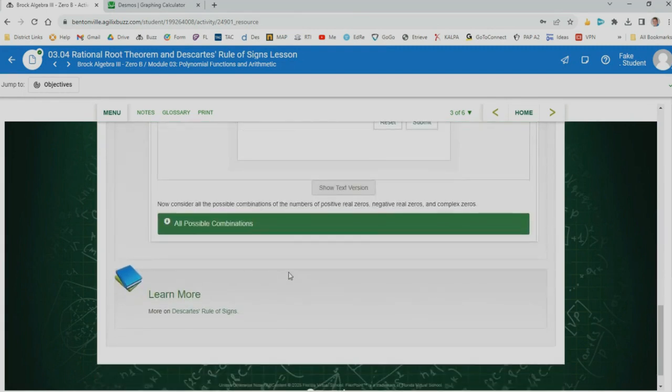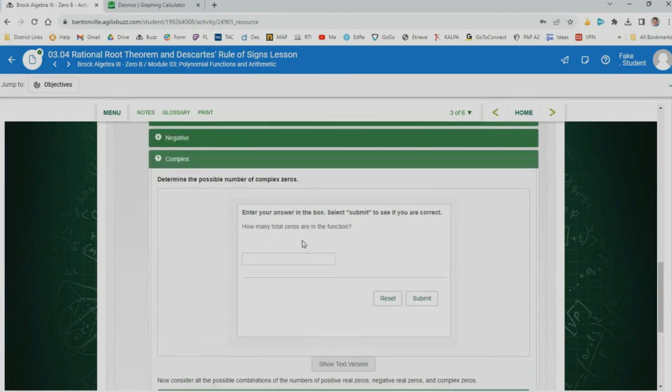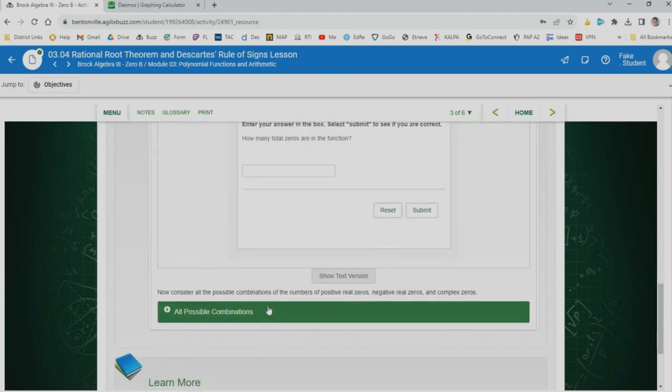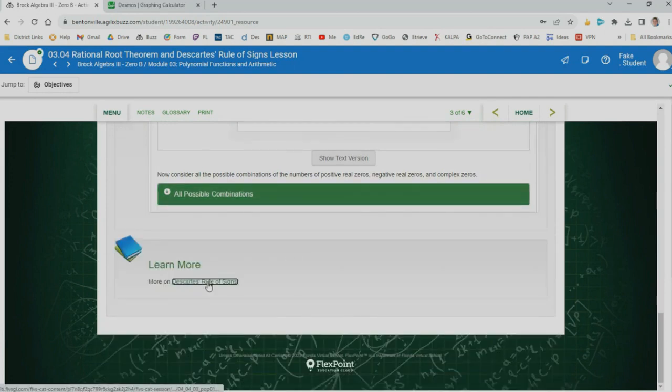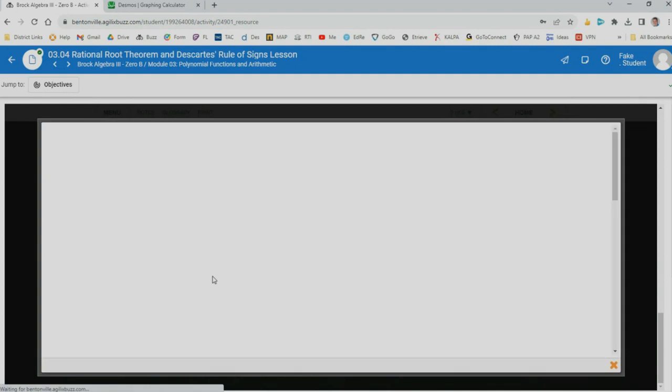And then, so that leaves imaginary. How many total zeros right there? And what's all the possible combinations? There's 4 possible combinations of that one. Here's another example in Descartes' rule of signs, if you need to see it again.